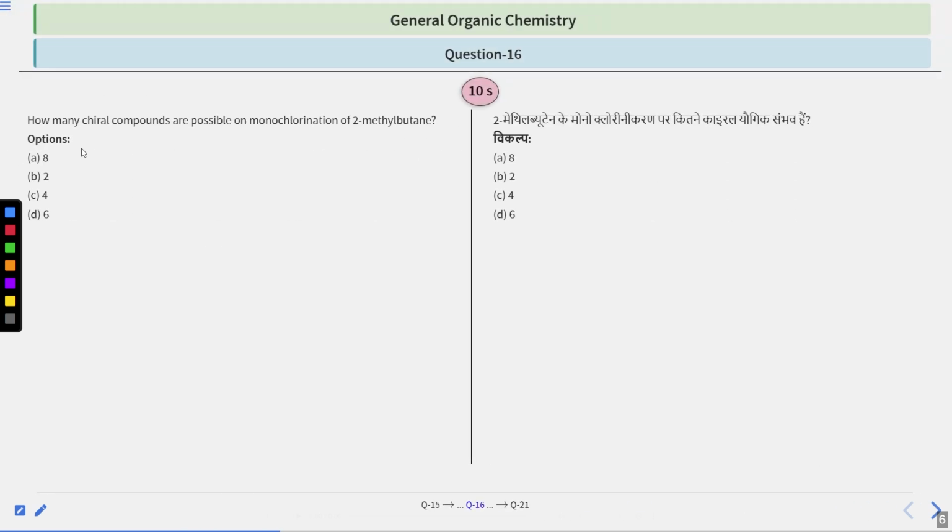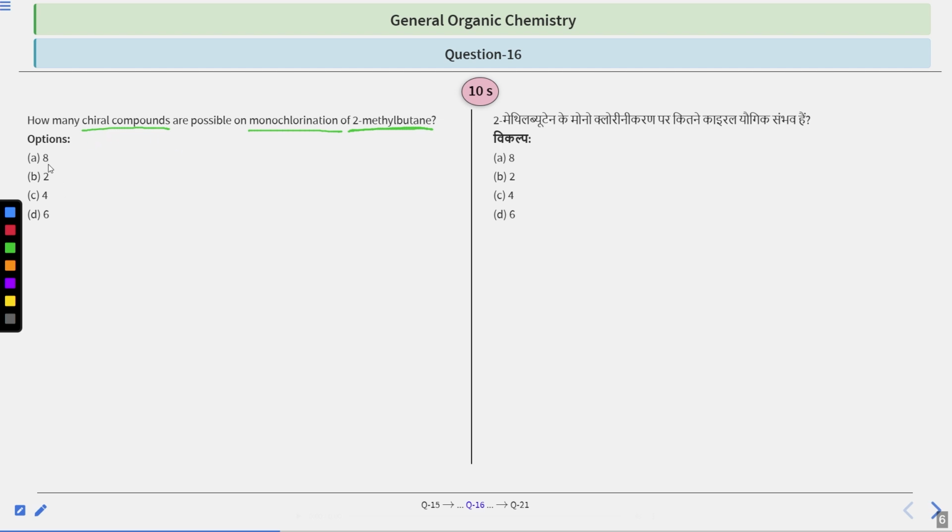Question number 16. How many chiral compounds are possible on monochlorination of 2-methylbutane? Butane means the total number of carbons is 4, and at the second position one methyl group is attached. So that is 2-methylbutane. If you do the monochlorination, that is, add chlorine to this compound, what will be the possible chiral products which we get? You have to tell the number.